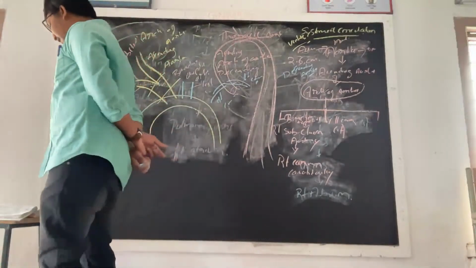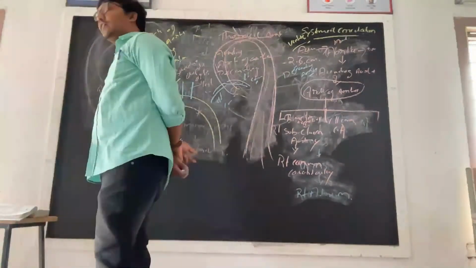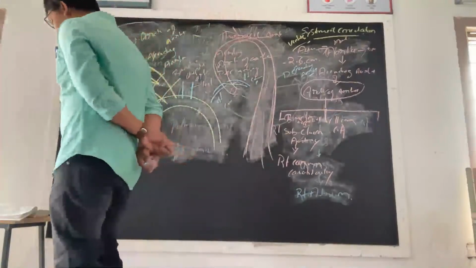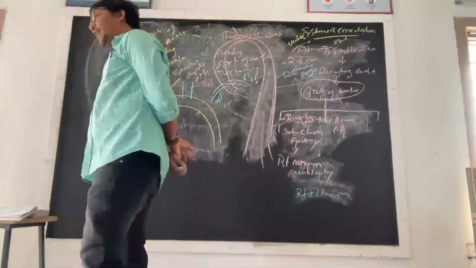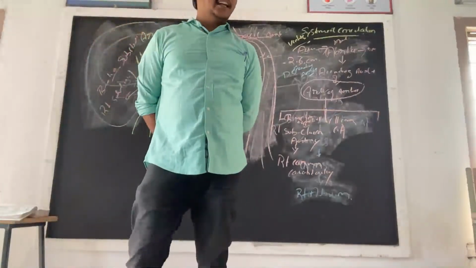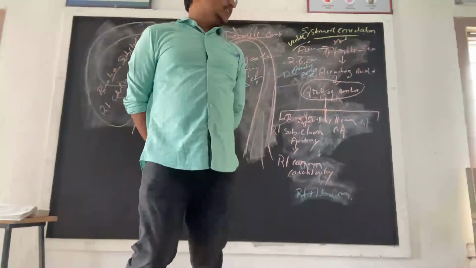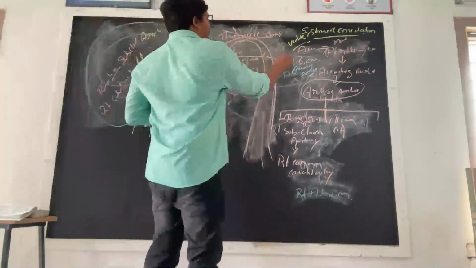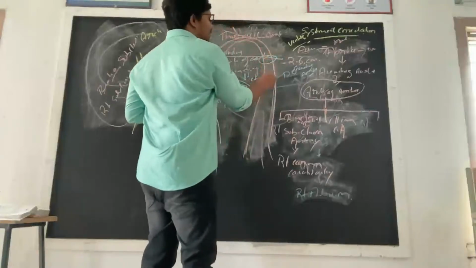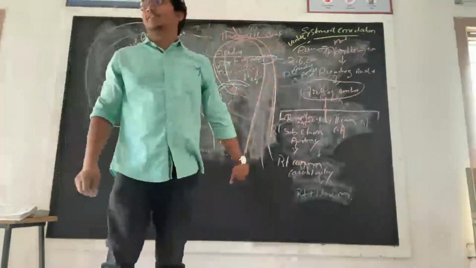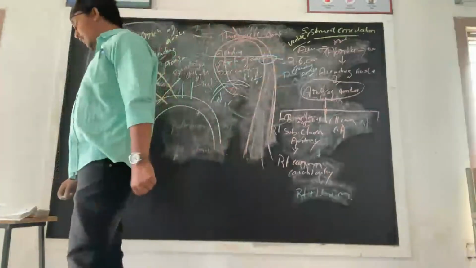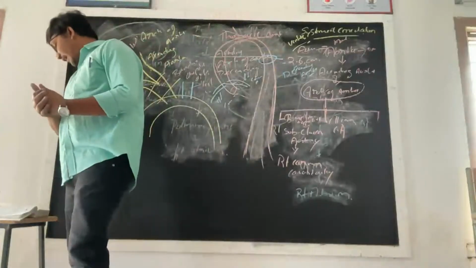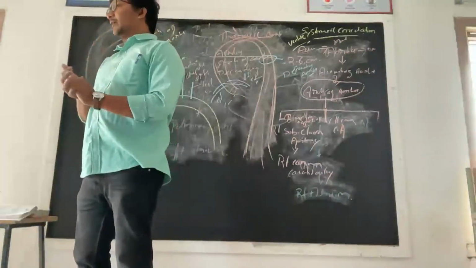Now, what is this descending aorta? The descending aorta is the largest artery present in the body. It begins where the arch of aorta ends, and it extends down to the pelvic region. Now, this descending aorta, as shown, is at the level of the fourth thoracic vertebra.